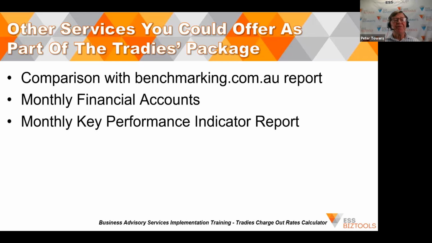And part of that is the preparation of a monthly key performance indicator report, which obviously looks at the productivity percentages. This is what we budgeted for the tradies. This is what we got. The variance is this. The cost of that is so many dollars. It's the sort of report that you would be preparing if you were the full-time accountant working for that client.